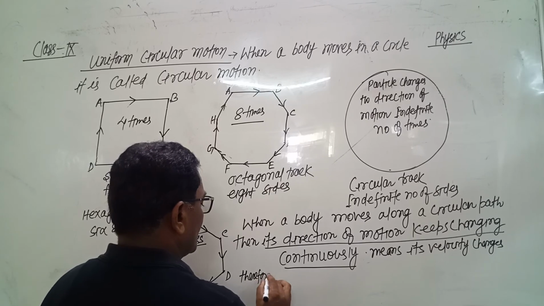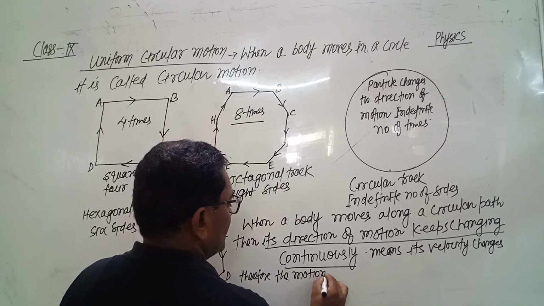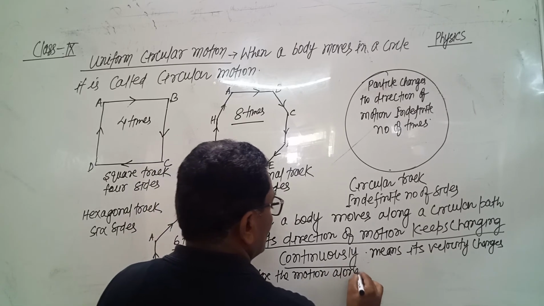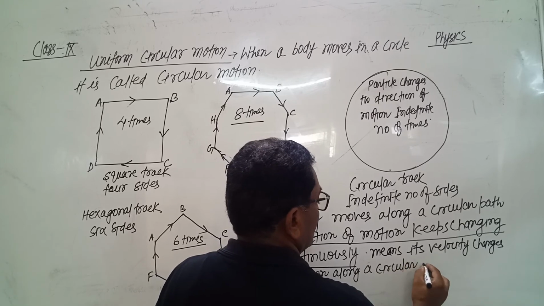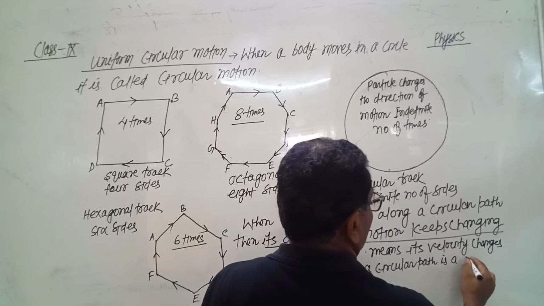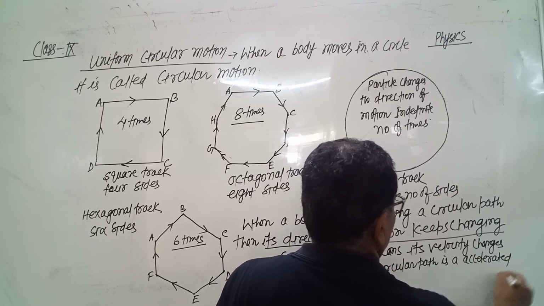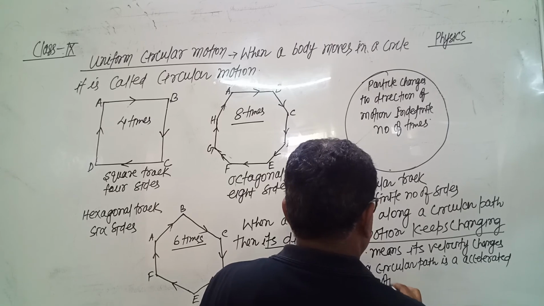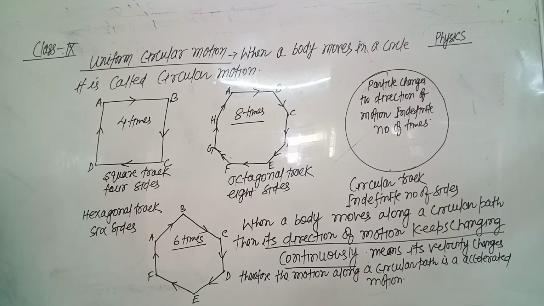the motion along a circular path is an accelerated motion. The motion along a circular path is an accelerated motion.